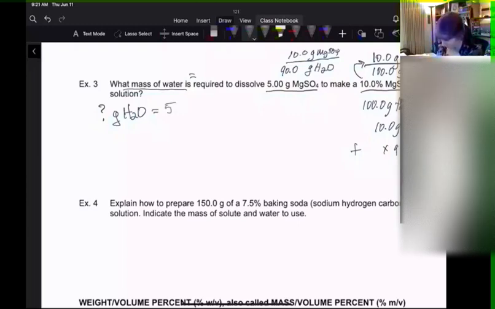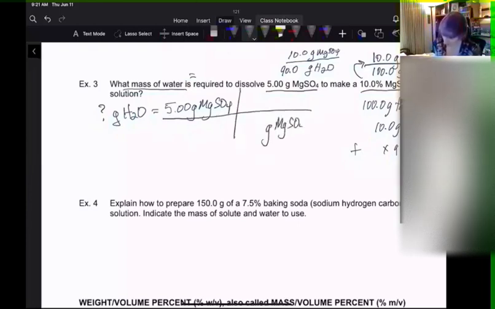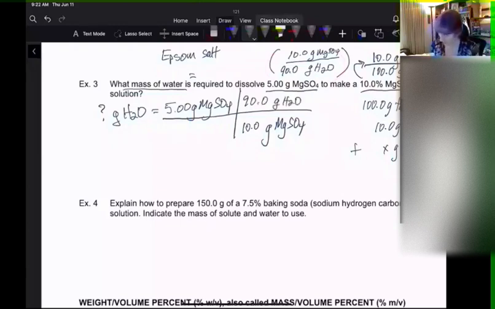So 5.00 grams of magnesium sulfate. This is Epsom salts. This is what you buy in a big box to put in the bathtub. Epsom salts. All right, we need to cancel out grams of magnesium sulfate, and we could either go to solution and then figure out how much water. Let's use this factor right here, and to use it we're going to flip it. So 10 grams of magnesium sulfate to 90 grams of water, and now we can see that we're done, right? We've got water equals water.